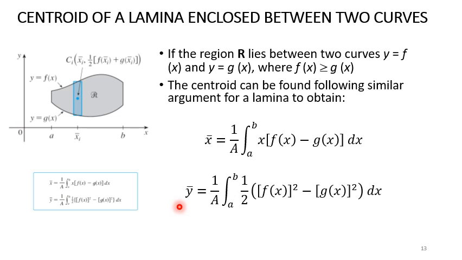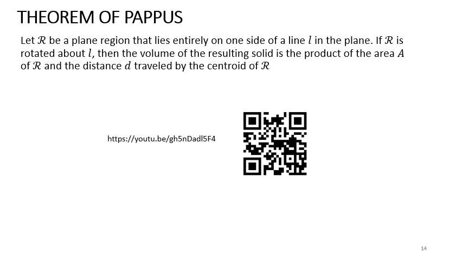Similarly, for the y coordinate, 1 over A, the integral from a to b, half. Previously, you just had f(x) squared dx, but now, since you have these two, you just subtract, okay? f(x) squared minus g(x) squared, and follow the limit a to b. That's all.